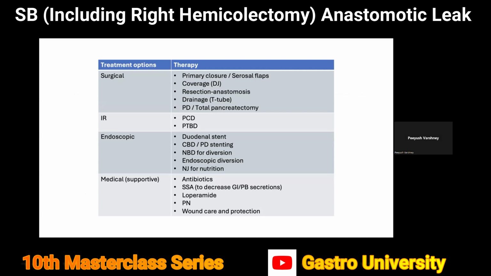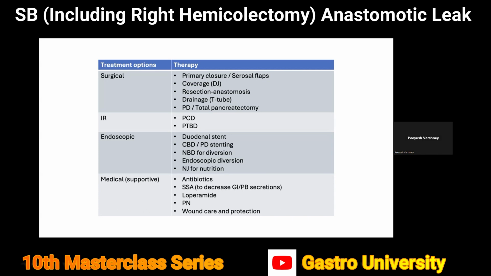IR may play an important role, especially in managing collections in duodenal leaks, by putting PCDs for undrained collections as well as PTBD for diverting bile. Nowadays, endoscopic facilities are also available at centers of expertise and can be utilized to mitigate the effects of duodenal leak by duodenal stenting, CBD and pancreatic stenting, nasobiliary drainage for diversion, and NJ for nutrition.